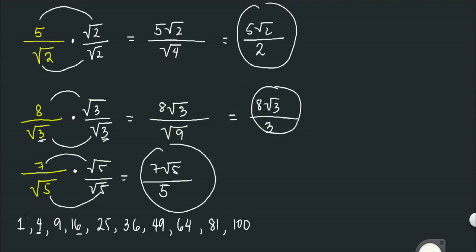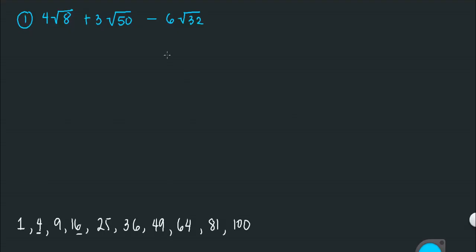So, that is our final example. This time, we will add and subtract some radical expressions. So, we have 4 square root of 8 plus 3 square root of 50 minus 6 square root of 32. So, ang una natin gagawin dyan ay parang ganun pa rin, no? Sa mga previous example natin.